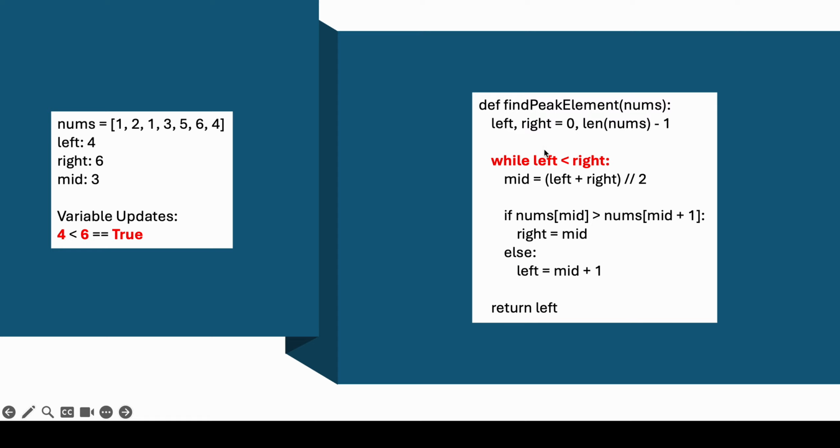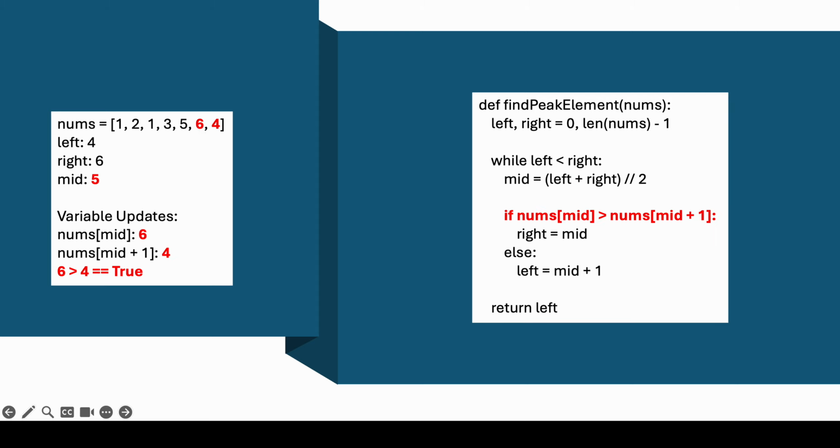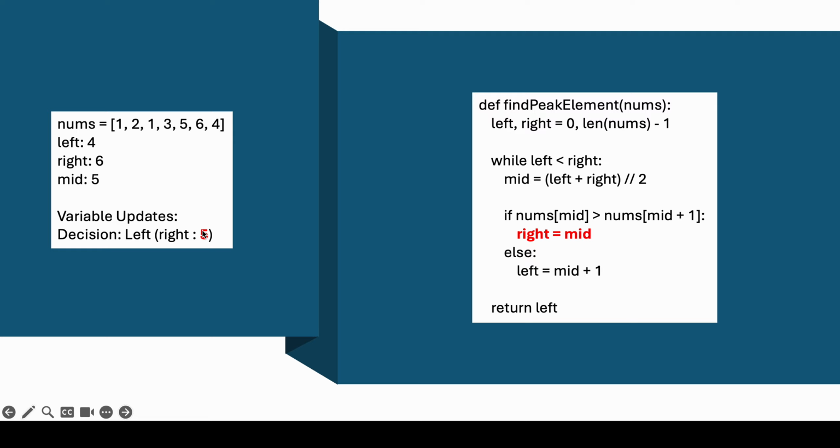We're going to reassign the value of mid. 4 plus 6 is 10, divided by 2 is 5. At index 5, we get the value of 6. Now we do the same comparison. Is 6 greater than 4? Yes, 6 is greater than 4. So now we're going to move our right index to the left. As you can see, we went from 6, and now the right should be 5. Moving it to the left, and boom, here we go.